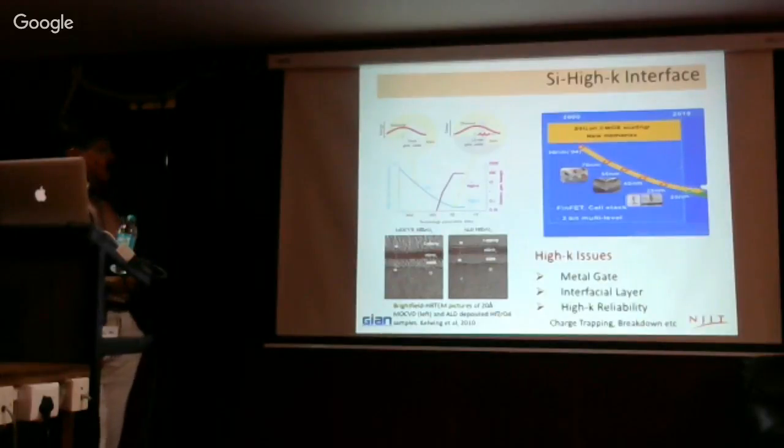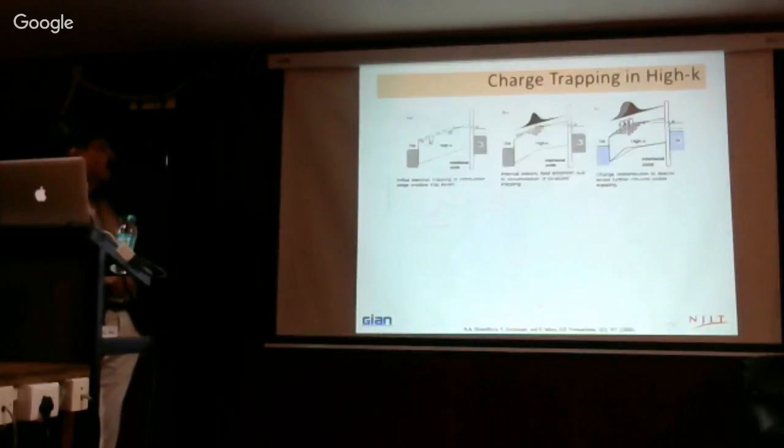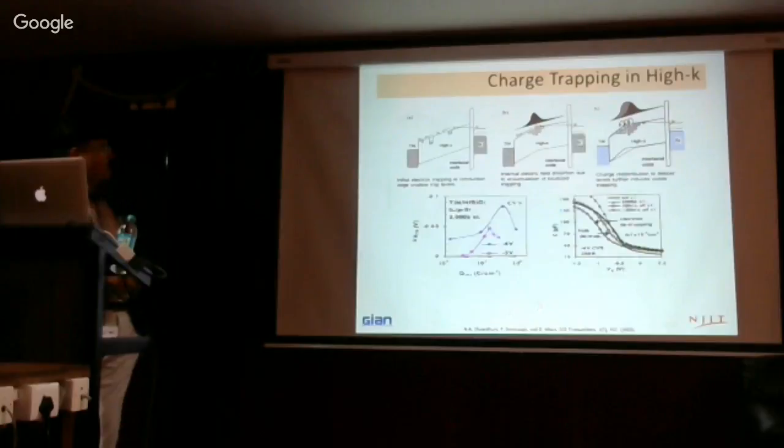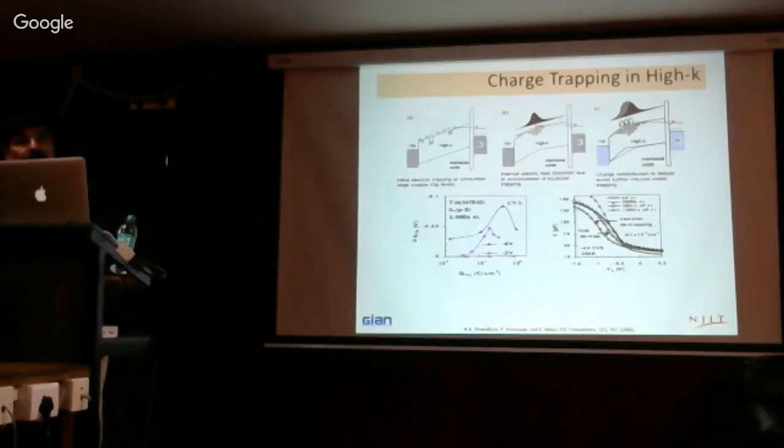So this is interface layer and high reliability. The charge trapping, we discussed this one before. We did some experimental measurement of this with a constant voltage stress. If you take these devices and give a constant voltage stress and then increase the potential, so let's say for a higher potential, you have a large flat band voltage.